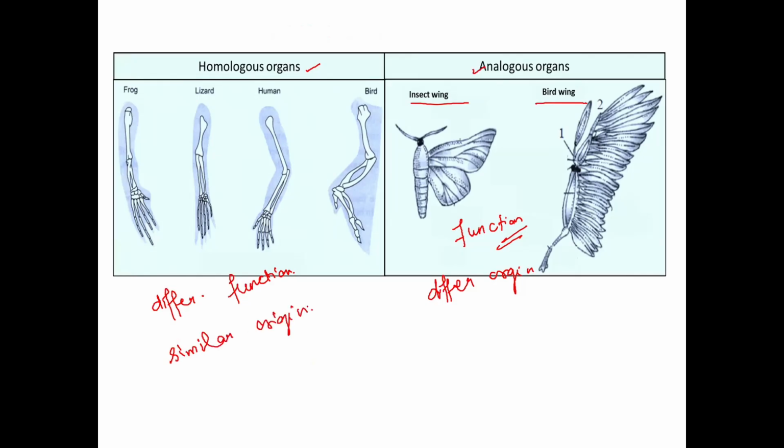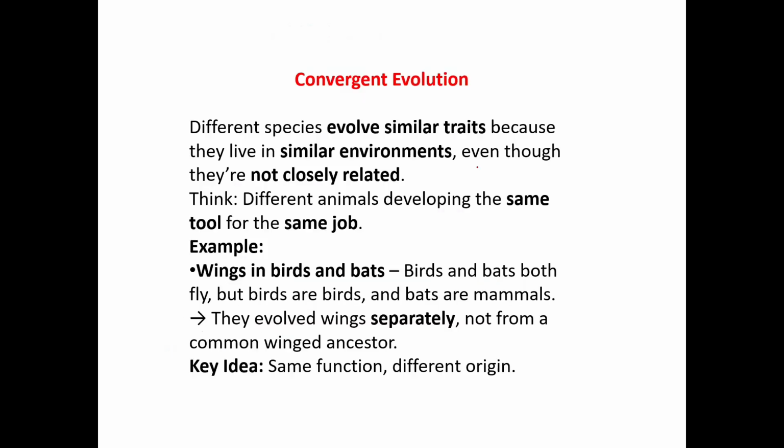Right, so homologous is just the opposite of analogous organs. Let's start with convergent and divergent evolution. Convergent evolution is when unrelated organisms evolve a similar trait.